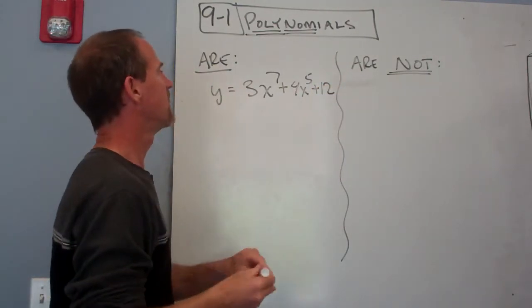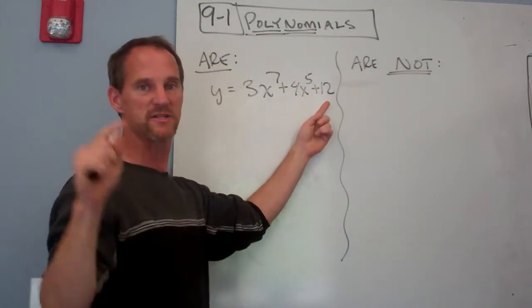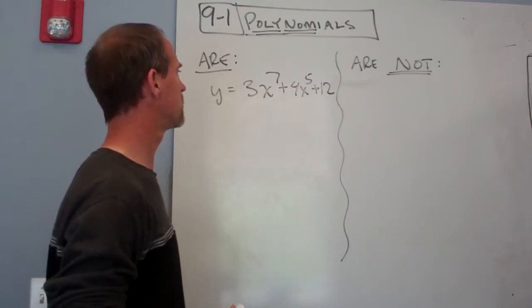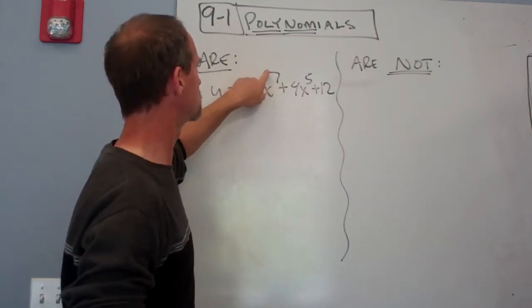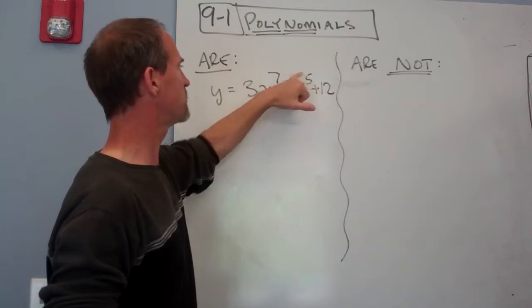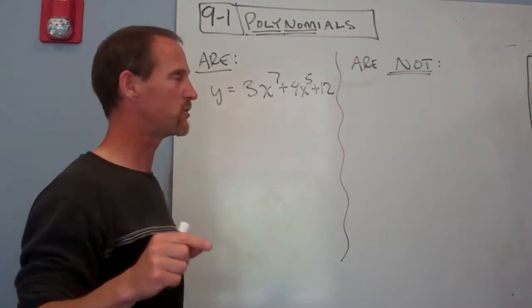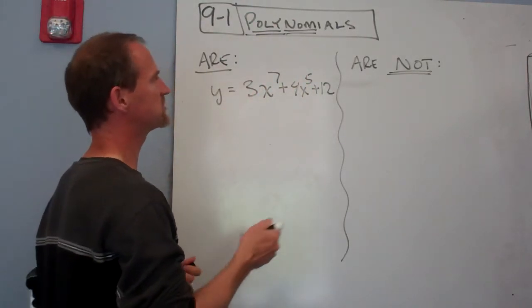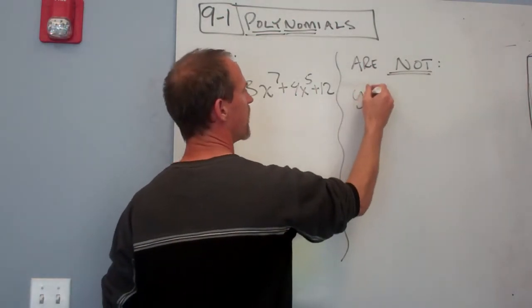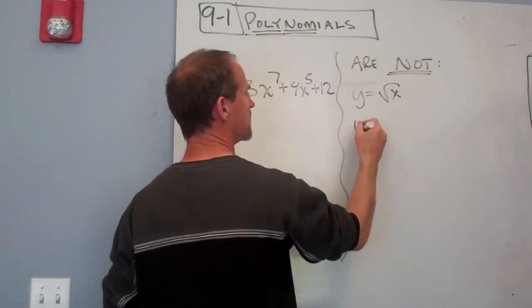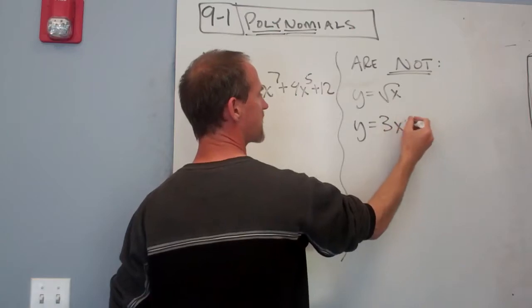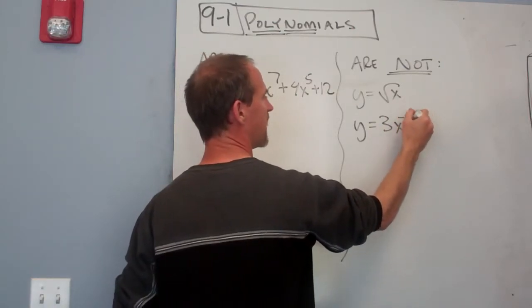This is even a term where the exponent is 0. So whole number exponents. These cannot be negative exponents. They cannot be decimal exponents. So we can't have square roots. So things that are not polynomials: y equals the square root of x. Y equals 3x to the negative 5.